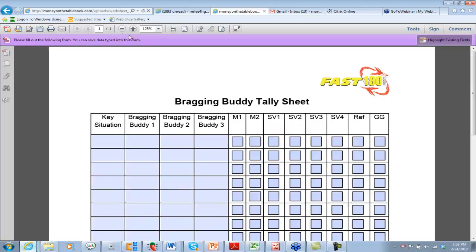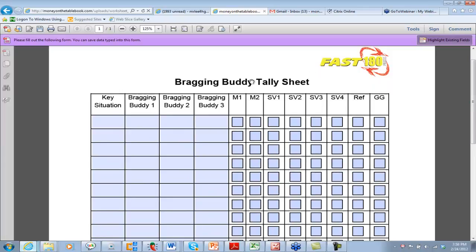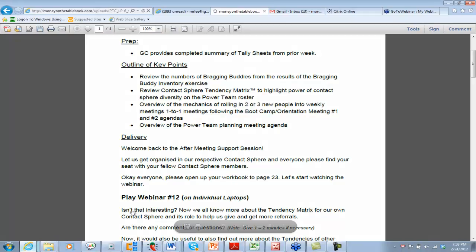And so this is the tally sheet. You can see it's an interactive PDF. That's right, we're high tech here at the Fast 180 Press. We have an interactive PDF. And the idea is that you're compiling the Bragging Buddy groups and you're identifying what's their key situation, what's the name of the individuals, and have they completed the various elements that we've talked about as they work their way through the process, okay? So this is your Bragging Buddy tally sheet. So let me get back to where we were, which was support session lesson 6.